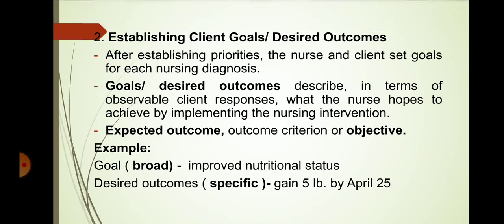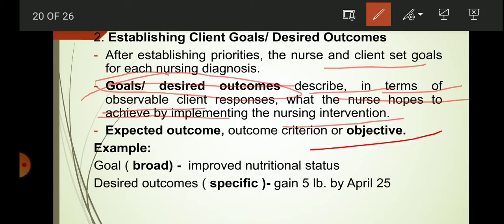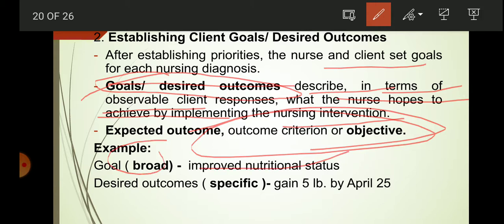After establishing priorities, the nurse and client set goals for each nursing diagnosis. So what are goals or desired outcomes? They are described in terms of observable client responses, what the nurse hopes to achieve by implementing the nursing intervention. So, expected outcome, criterion or objective, okay? Your goal here is broad. It is a little broad: improve nutritional status. That is the difference in the goal.